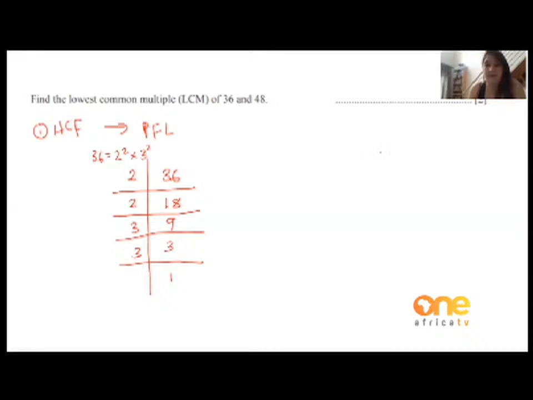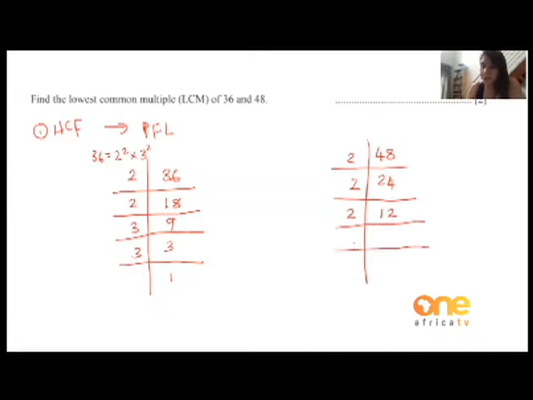Okay, next let's do 48. What are the factors of 48? Well, the first one's going to be 2 because it's even. 48 is divisible by 2 24 times. 2 again is going to give me 12. 2 again is going to give me 6, which is also divisible by 2 3 times, and 3 is divisible by 3 once. And so if I had to write 48 as a product of its prime factors, it would be equal to 2 to the power of 4 times 3.